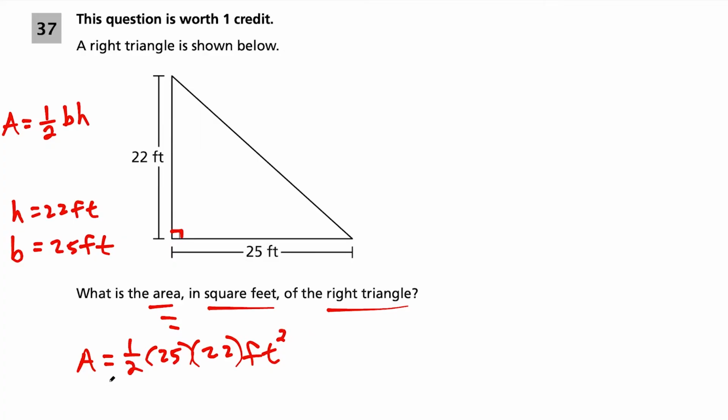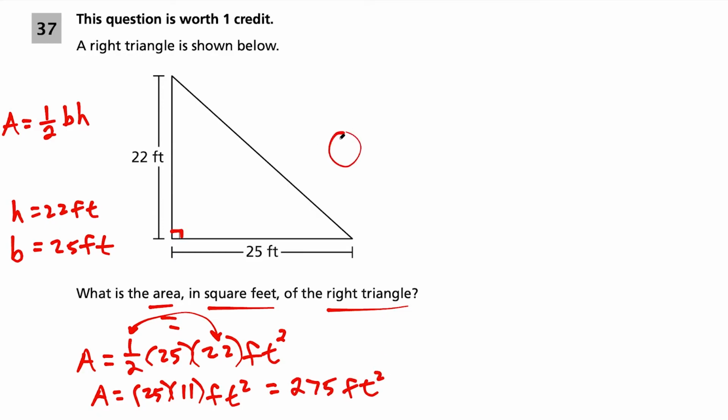We could use a calculator here, but there's a nice way to do this. What I would do, remember, when you're multiplying, order doesn't matter. I'm going to do 1/2 times 22, and half of 22 is 11. So I would have 25 times 11 square feet. Okay, so I'm just choosing to multiply 1/2 by 22. And then if I do 25 times 11, I could do that in my head. That is 275. And we have square feet.